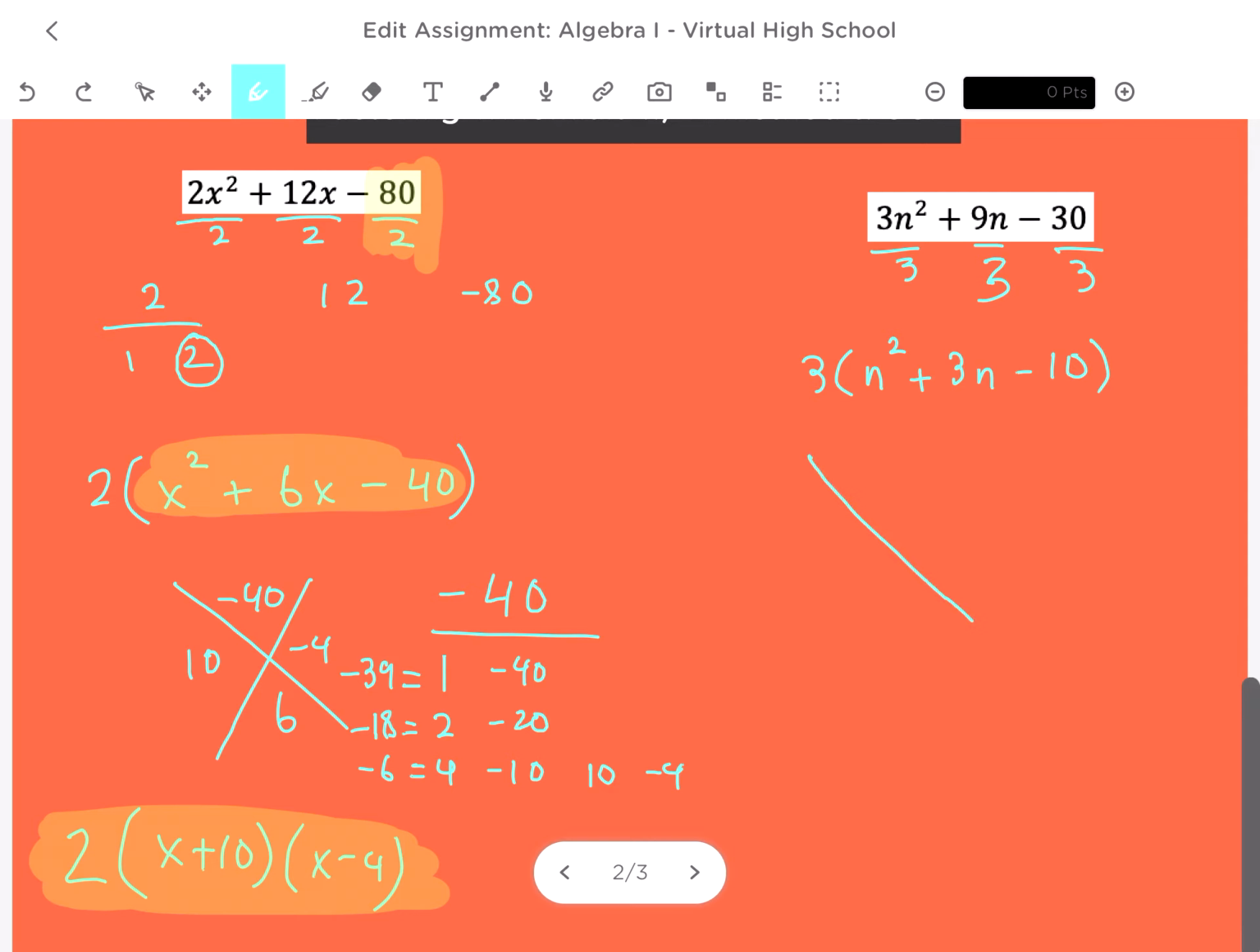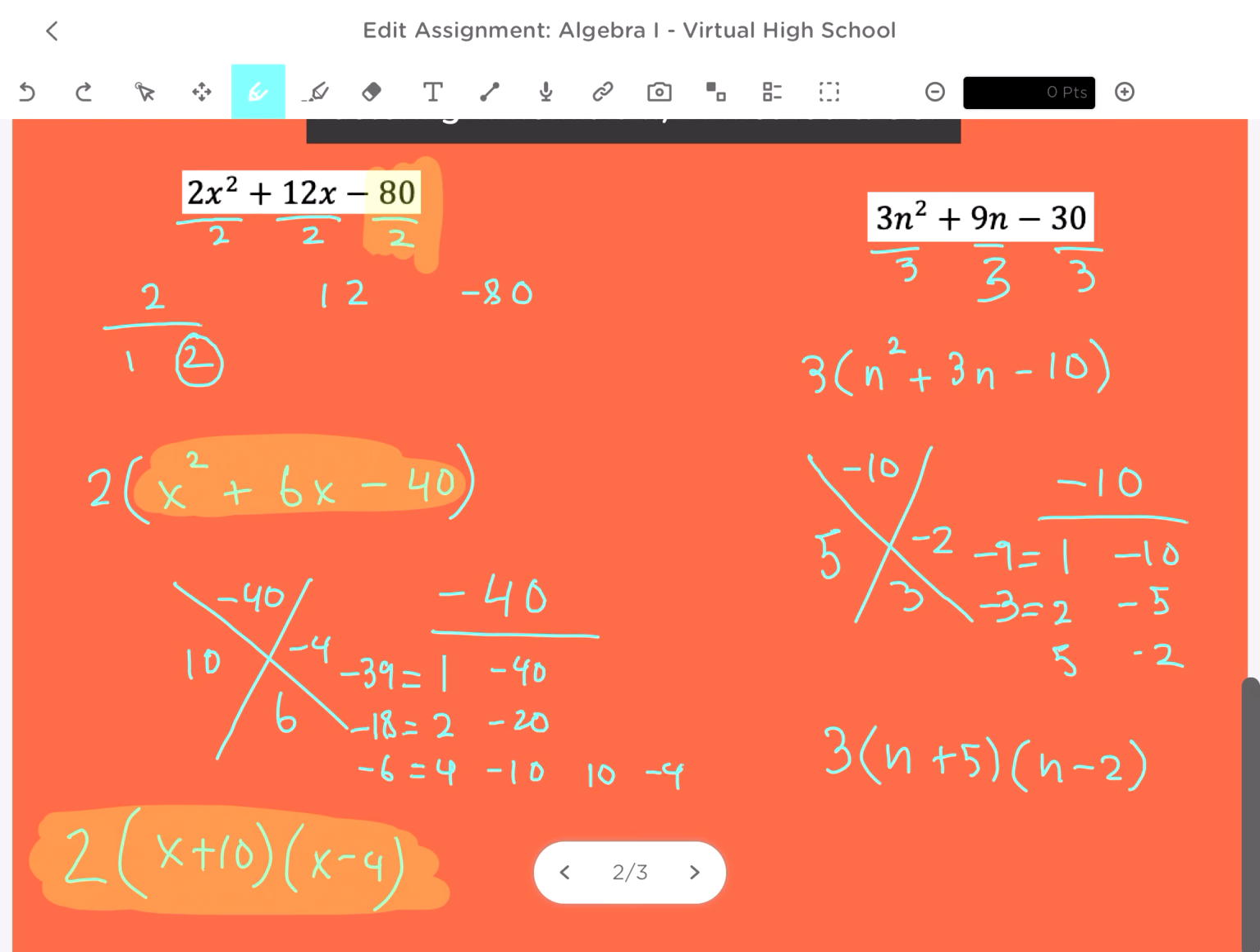So we're going to factor this. So negative 10 goes on top, 3 goes on the bottom. So I'm looking for numbers that multiply to be negative 10. So 1 minus 10 is going to give you negative 9. Doesn't work. 2 minus 5 is negative 3, so almost. So instead of 2 and negative 5, I'm going to do 5 and negative 2. So my final answer is 3 times the quantity n plus 5 and n minus 2.